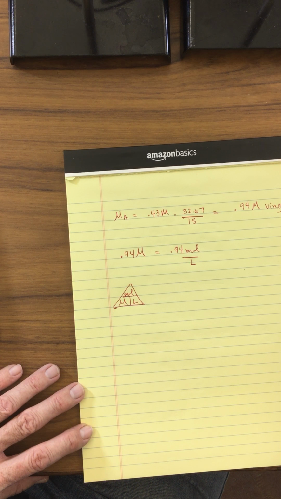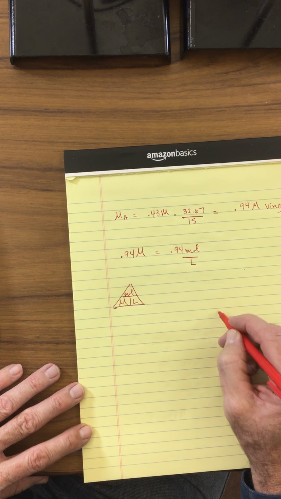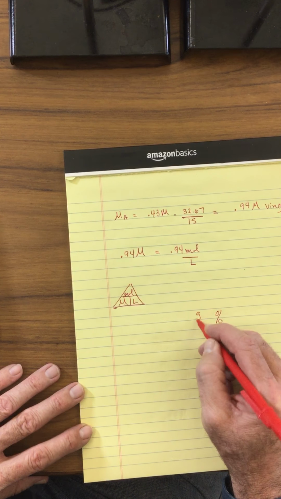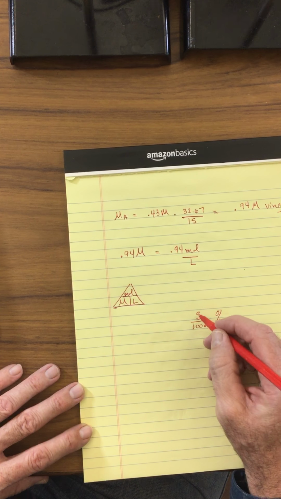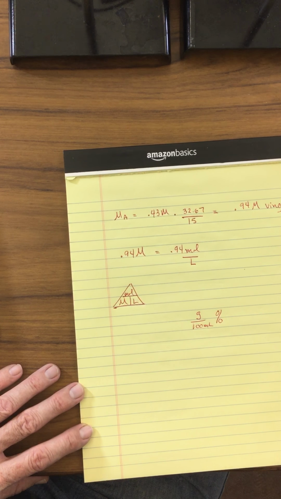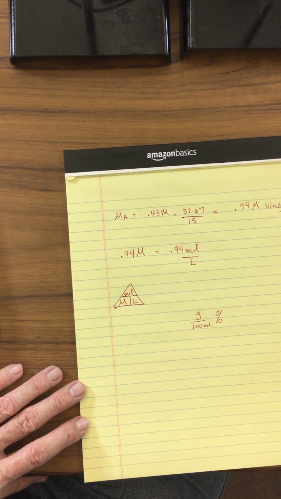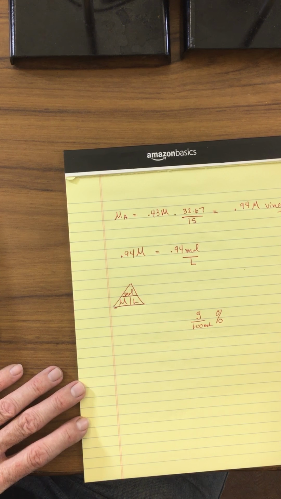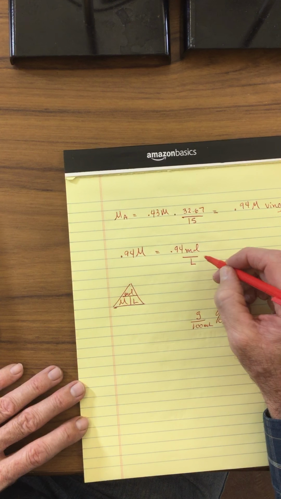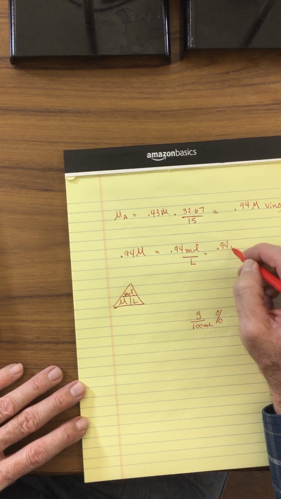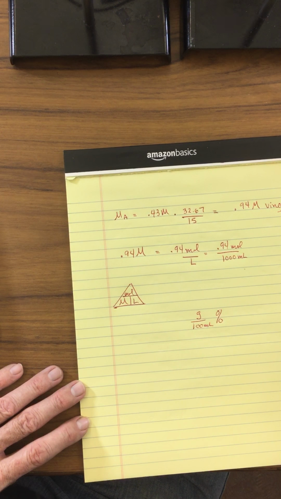So what I need to do is cancel my moles and get them into grams. If you remember, a percentage is the number of grams over 100 milliliters. It's the parts per 100. So I need to get this into grams per milliliter. If I have 0.94 moles over liters, I have 0.94 moles over 1,000 milliliters.